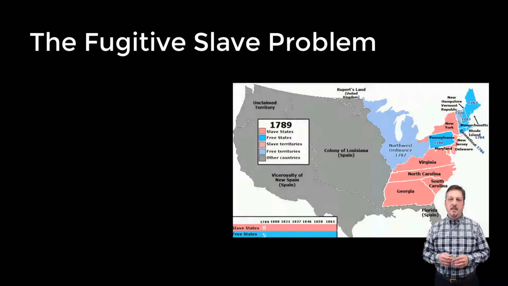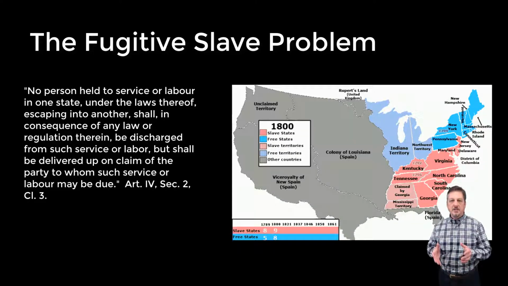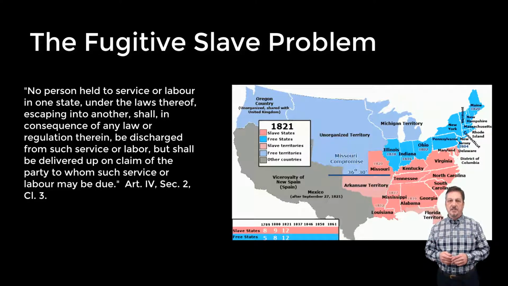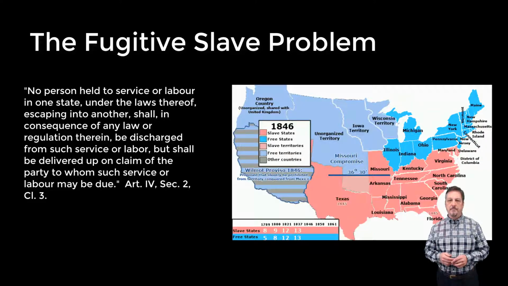In 1789, state law in 5 states banned slavery, while slavery was legal in 8 states. What would happen if a slave escaped into a free state? Article 4, Section 2 of the Constitution required runaway slaves or indentured servants to be returned on claim of the party to whom such service or labor may be due. As the nation began expanding west, the balance of slave and free states began to shift, creating severe political tensions and violence over whether newly admitted states should be slave or free.